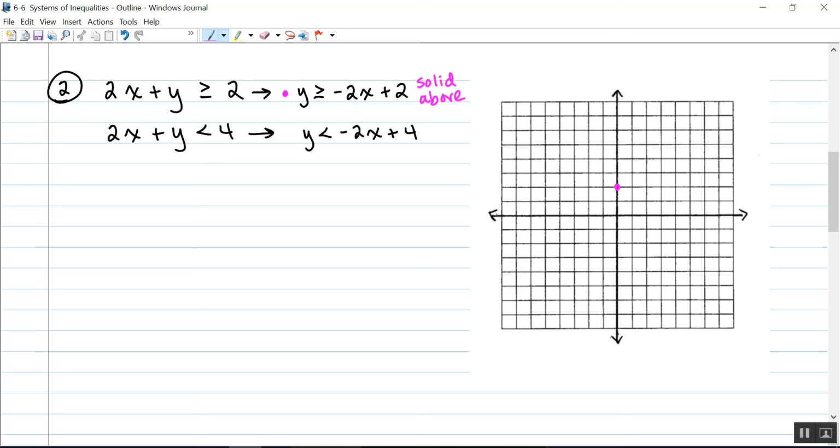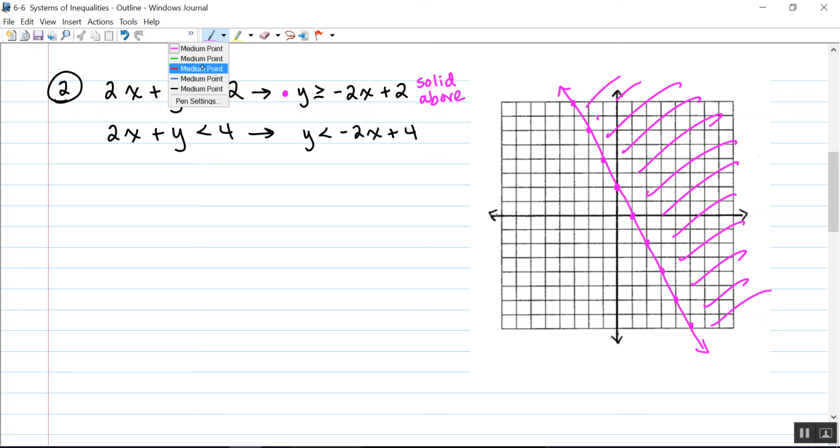So starting at 2 on the y-axis, and my slope is negative 2, so down 2 and right 1, or up 2 and left 1. And this is a solid line, so let's connect those dots. And for this one, I will be shading above the line. So that's going to be everything over here.